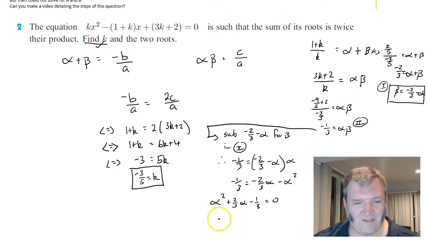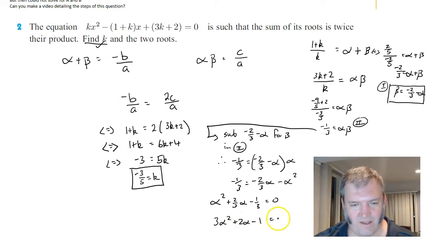These 3's annoy me, so let's just multiply through by 3. So I've got 3 alpha squared plus 2 alpha minus 1 equals 0. That's going to be a little bit easier to factorize. The coefficient in one bracket must be 3 alpha and the other one just alpha. And then I've got to have negative 1, so I'm going to have a positive 1 and a negative 1. I've got to end up with positive 2. So I must have positive 1 over here, negative 1 over there.